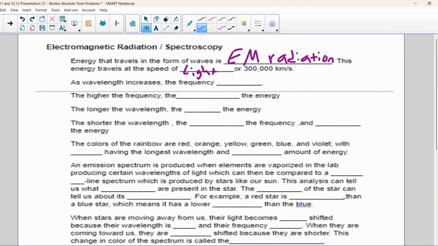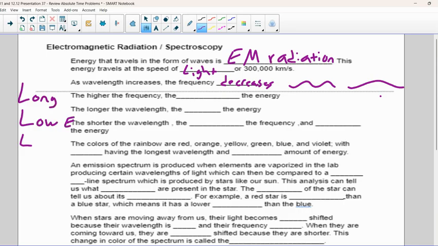As the wavelength increases, the frequency decreases. So for this question, you have a wavelength like this, and now you have a wavelength like that. This one here has a much longer wave and therefore a lower frequency and lower energy. I told you guys to remember the 3 L's. Long wave equals low energy and low frequency. If you can just remember those 3 L's, it'll help you answer all these questions right here.